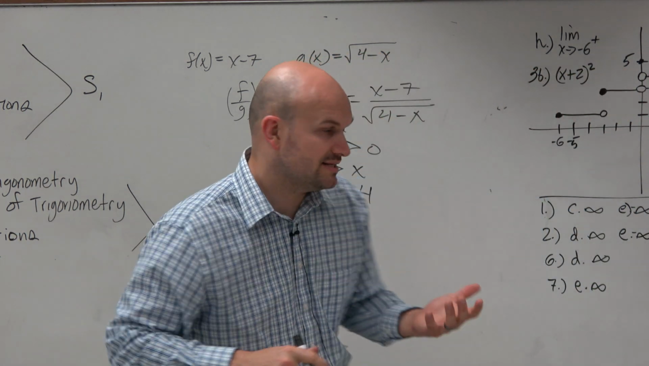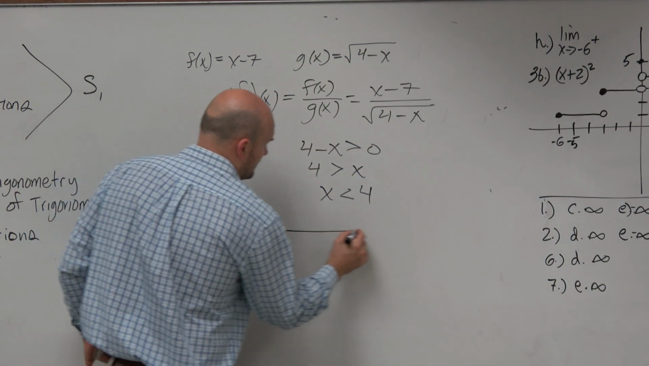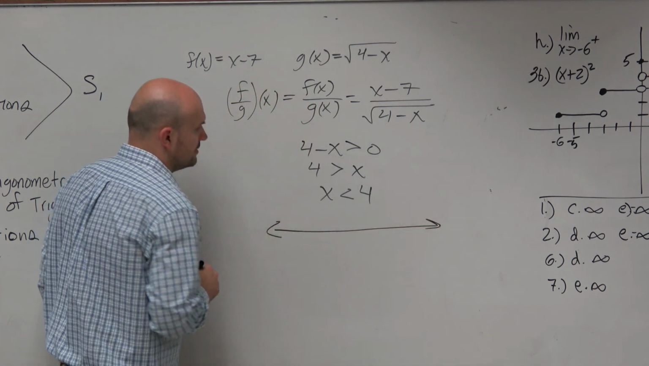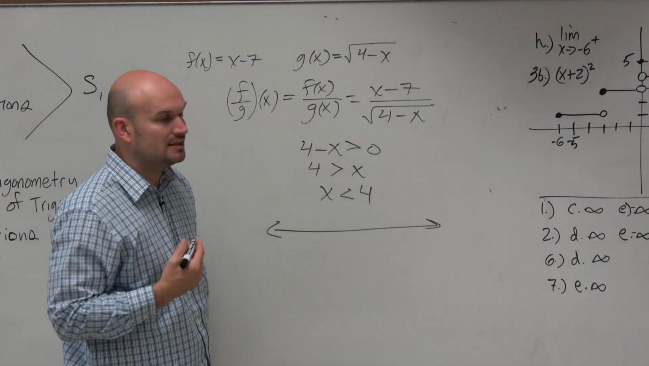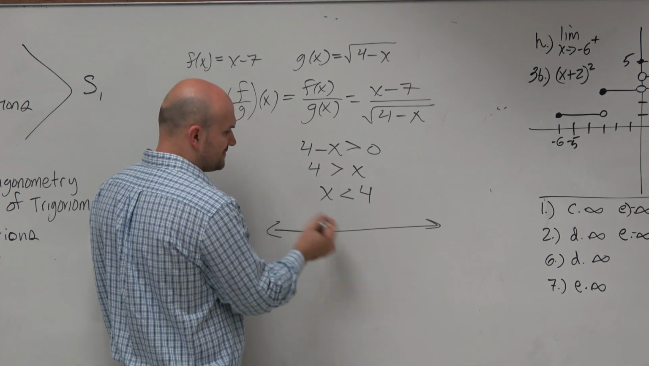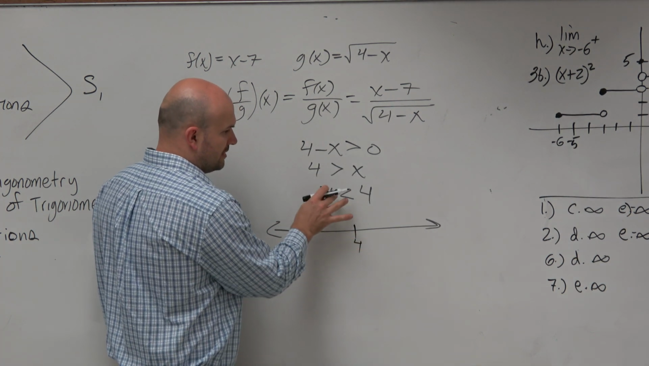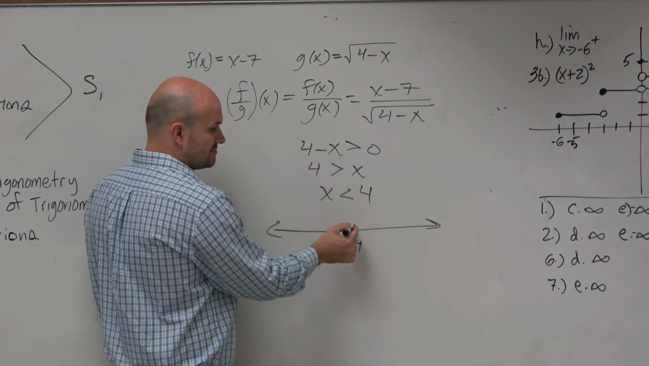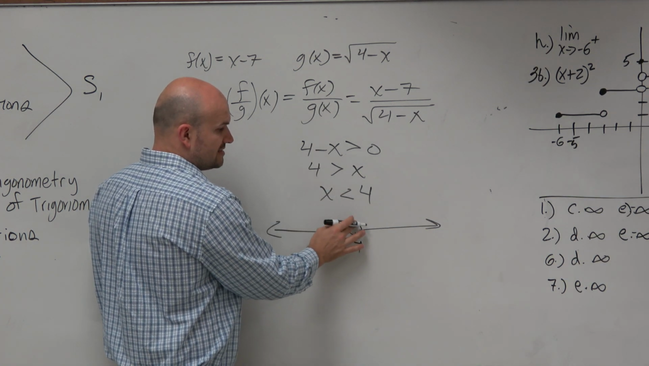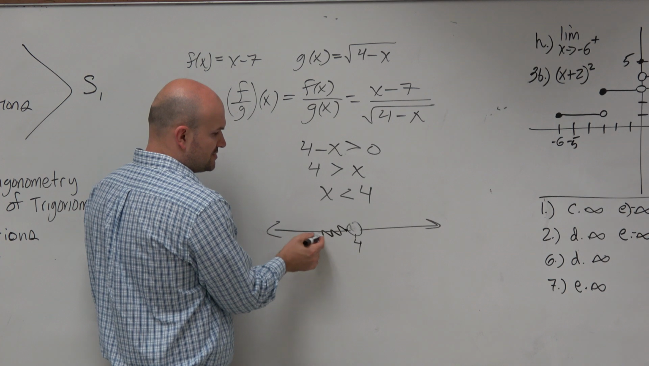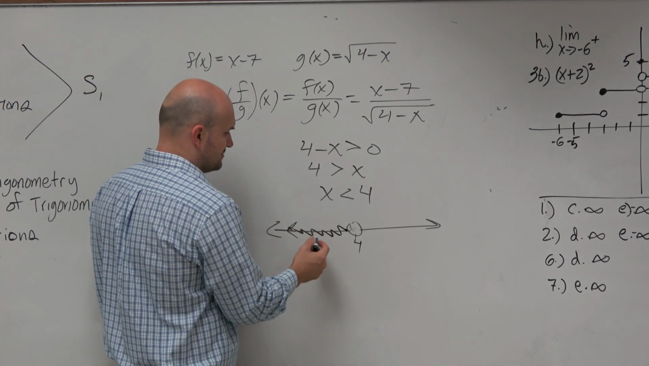When we were doing domain and practicing writing domain, a lot of times we talked about getting a line graph to understand how to write this. So let's pretend here's 4. x is less than 4. So therefore, it's an open circle, right? It's undefined. And it's going to go to all the values to the left.